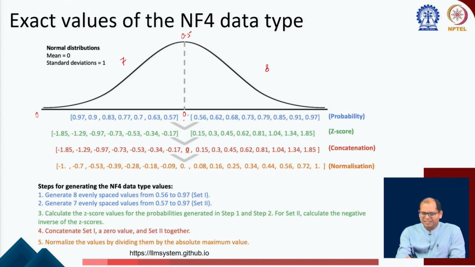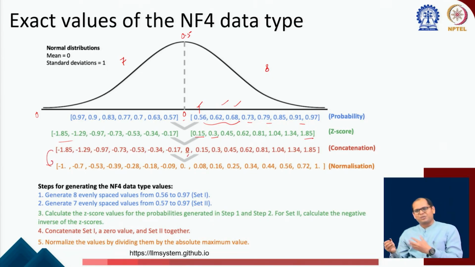You equally divide the probability from 0 to 0.5. So you get these values: 0.56, 0.62, 0.68, 0.73 and so on. You see equal divisions in terms of probability. Then you find the corresponding value for which you get the probability 0.56. So you get 0.15, 0.3, up to 1.85. Like that you get it. Now you put 0 also, and then you normalize it between -1 and 1.